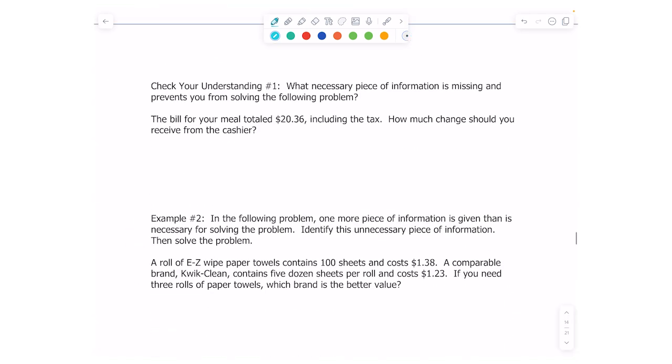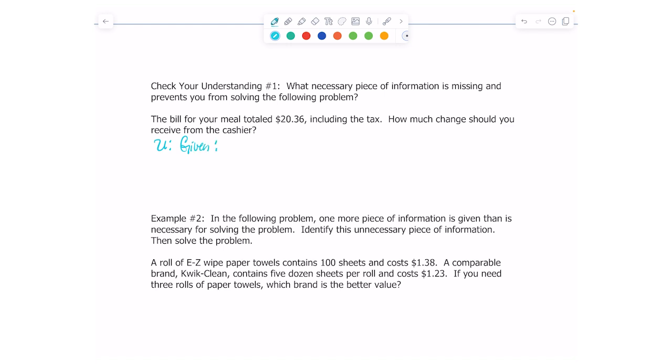You can try the next one on your own, and then you can unpause the video when you're ready to go over it. So what necessary piece of information is missing and prevents you from solving this problem? The bill for your meal totaled $20.36, including tax. How much change should you receive from the cashier? Okay, so let's understand the problem first. In other words, what's given here?